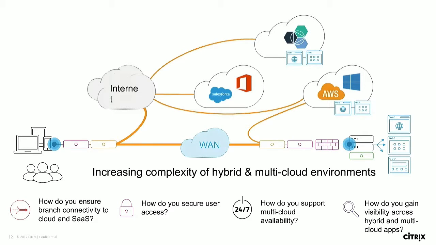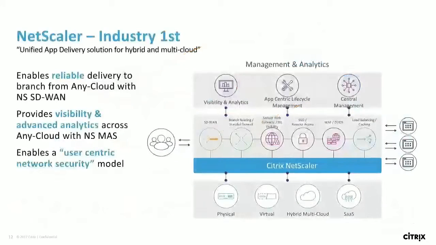How do you actually provide security? How do you actually provide the availability and the end-to-end visibility? All of these are critical things that need to be addressed as applications are moving to the cloud. And I would submit to you that Citrix NetScaler is really the only solution out there that's providing the application delivery for hybrid and multi-clouds, and it's actually providing that delivery to the branch from any cloud.